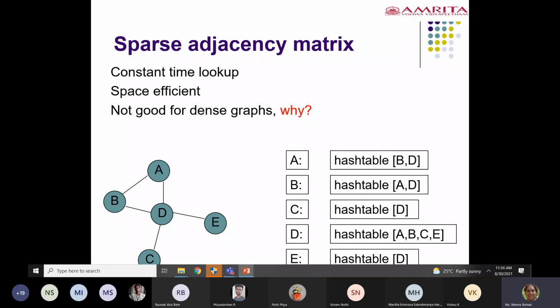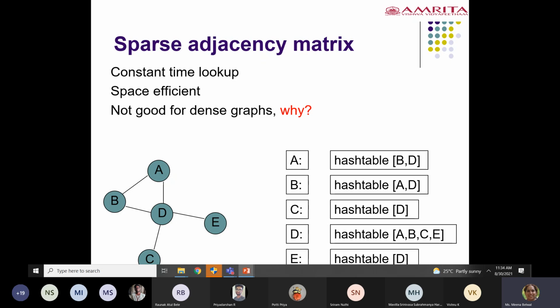So a sparse adjacency matrix gives us constant time lookup. I told you how constant time lookup, because I know there will be a fixed index for a particular node. And then definitely they are space efficient because they are not a matrix. They are an adjacency list kind of a thing. But again, not good for dense graphs. Why? I explained why. They are not good for dense graphs.